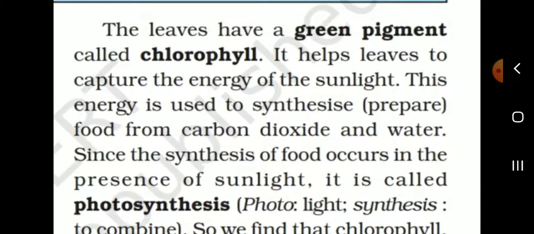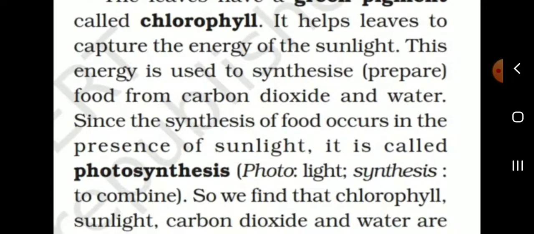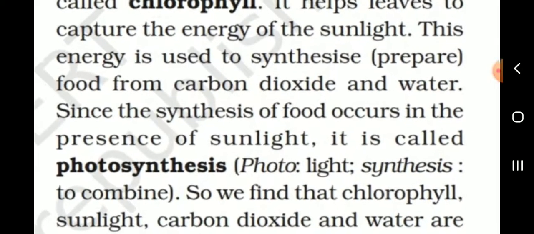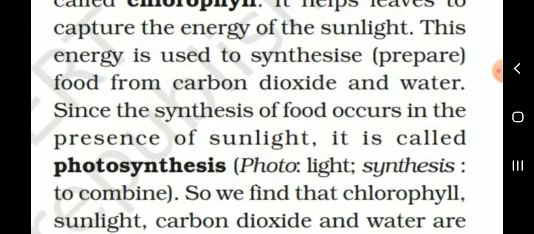Then next, leaves have a green pigment called chlorophyll. It helps leaves to capture the energy of the sunlight. This energy is used to synthesize food from carbon dioxide and water. Since the synthesis of food occurs in the presence of sunlight, it is called photosynthesis.